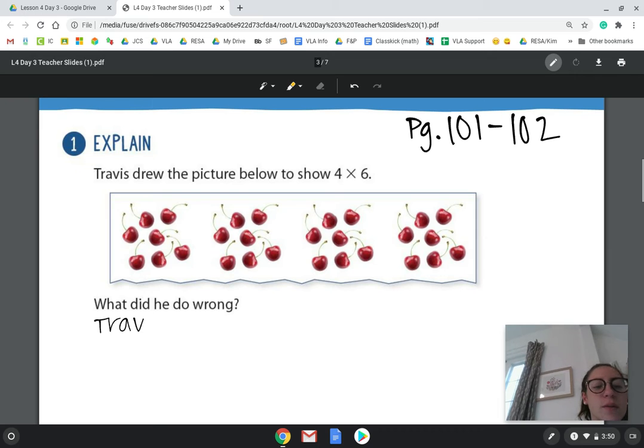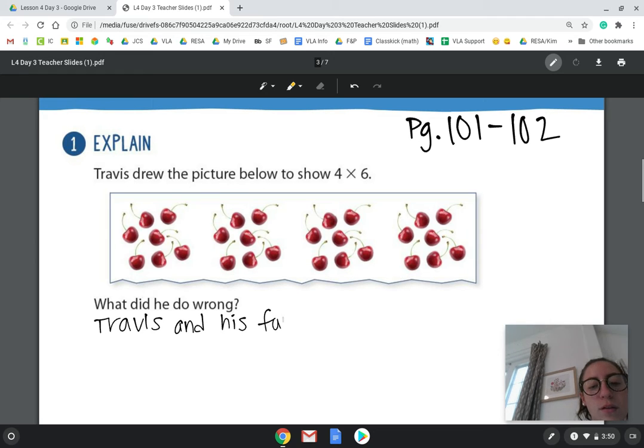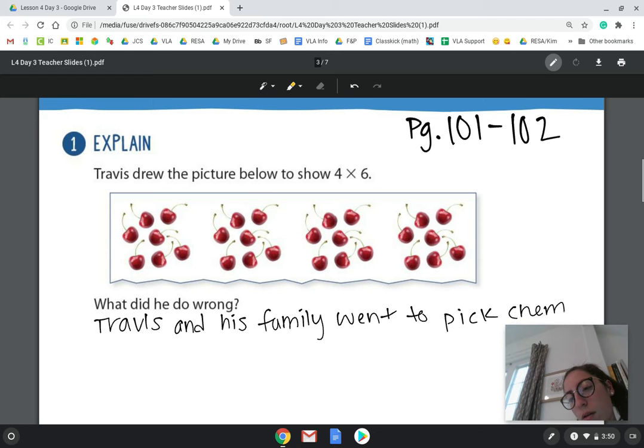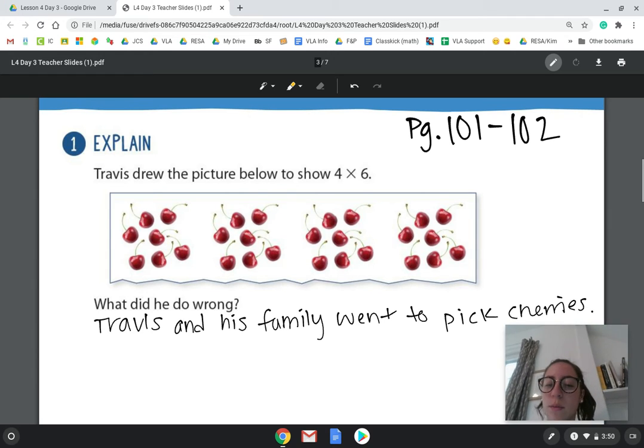Travis and his family went to pick cherries. There were 4 people picking cherries. Each person picked 7 cherries. How many do they have in all?